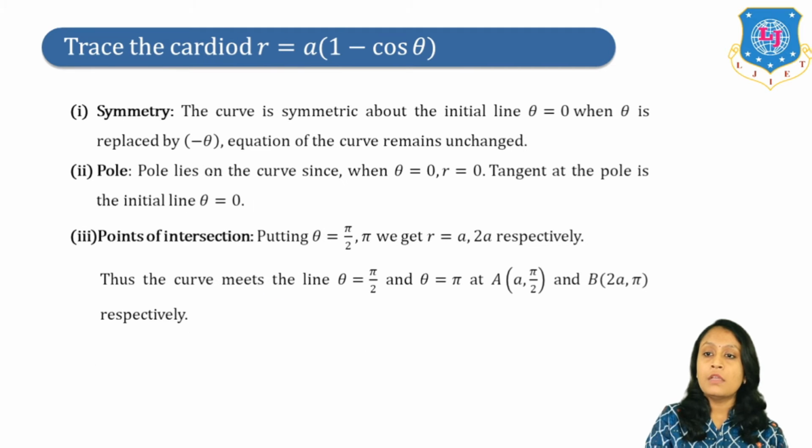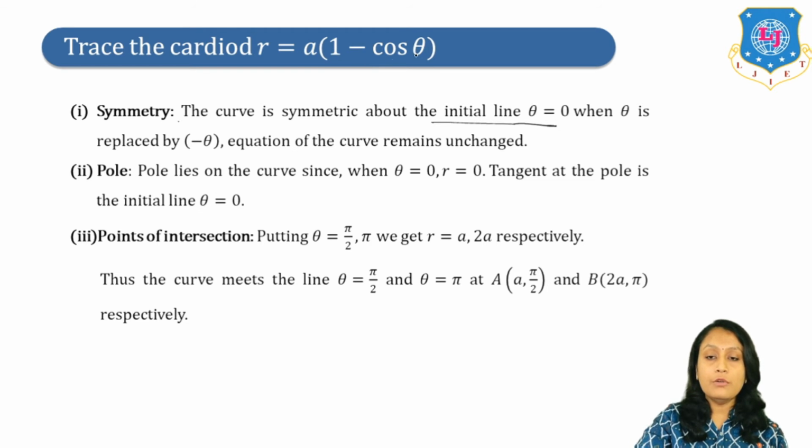Okay, now let's discuss one example. Trace the cardioid r = a(1 − cos θ). Firstly we will discuss symmetry. The curve is symmetric about the initial line θ = 0, because if you replace θ by −θ, the equation remains unchanged.